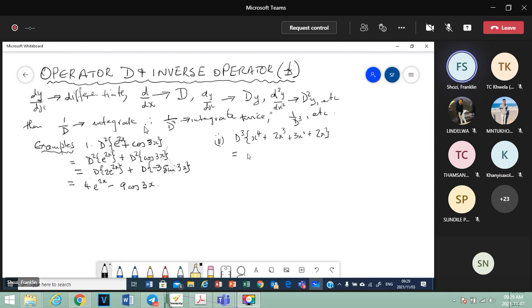Right. So that is d to the power 4 of x to the power 4, plus that. So it means we take the derivative of that. Let's do that. What is the first derivative of that one? It is 4x cubed. That's the first one. Once more, it's 12x squared. Once more, that will be 24x. What?